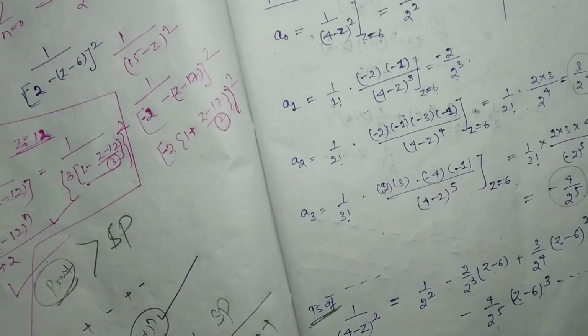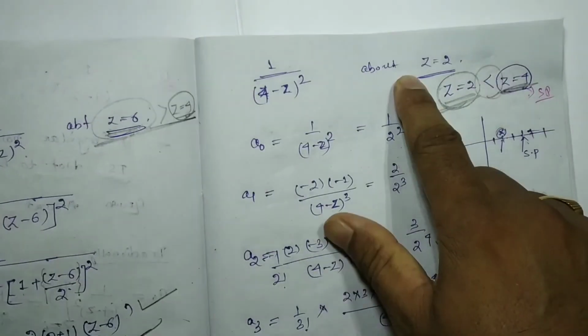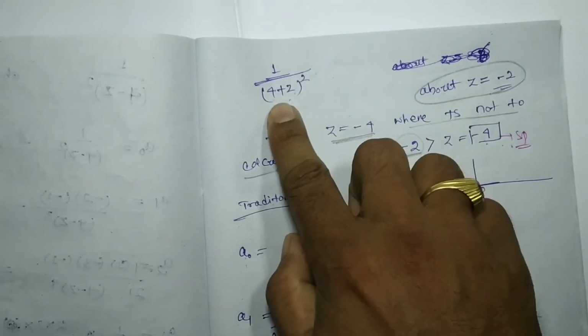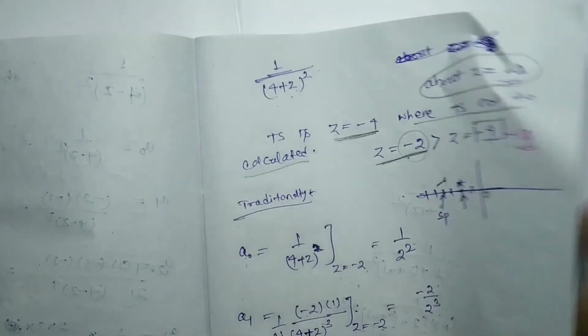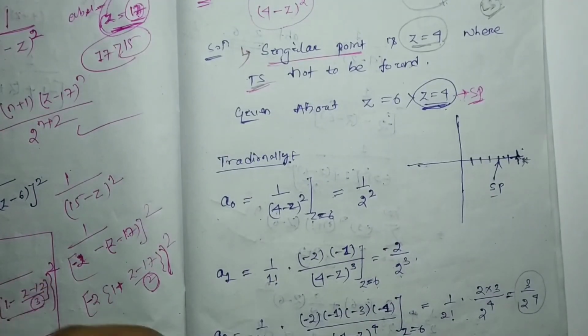Okay, so I suggest you write down these 4 questions. That means about z equal to 6, about z equal to 2, and about 1 by (4 plus z), about z equal to minus 2, and about z equal to minus 6. These 4 questions you have to write down in your note, and be ready for the next class where we have to discuss the Laurent series.